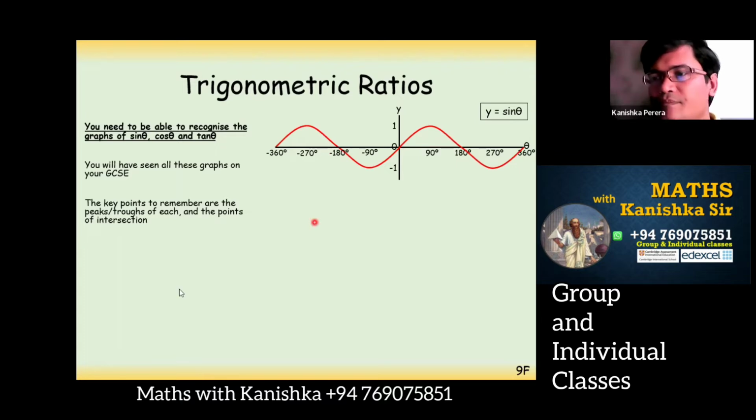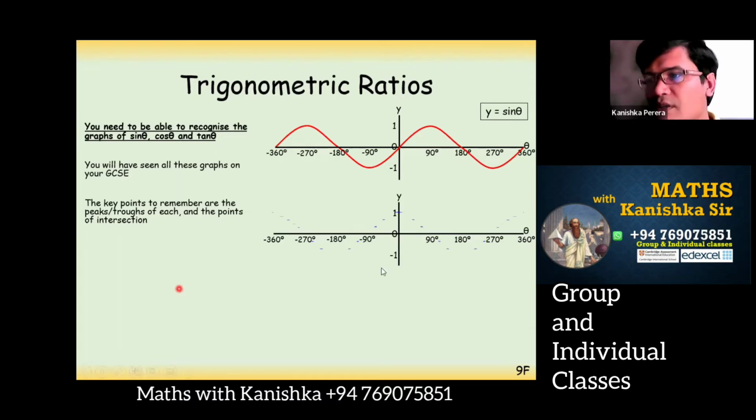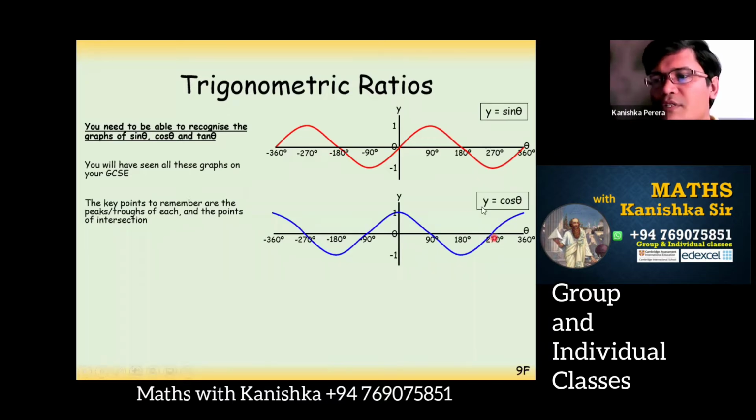The next one is cos theta. How can cos theta be drawn here? You know that cos 0 is 1.